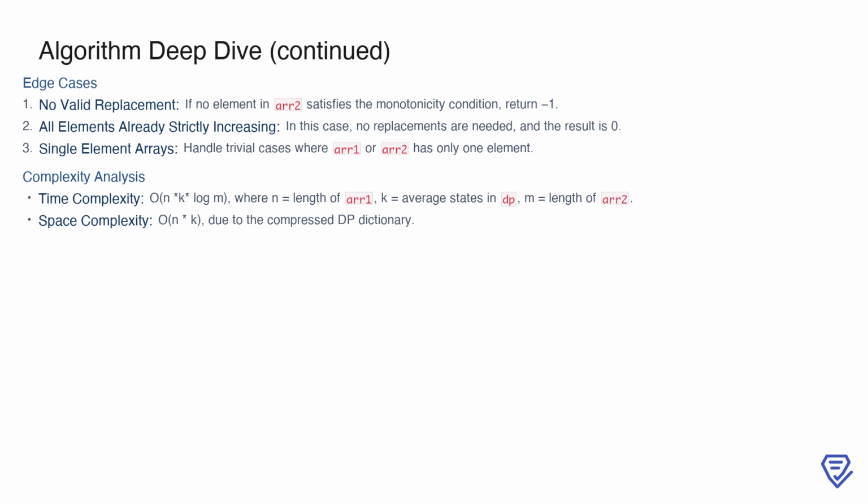From a complexity standpoint, the time complexity of the algorithm is O(n * k * log m), where n is the length of ARR1, k is the average number of states per index in DP, and m is the length of ARR2. The space complexity is O(n * k), as it depends on the compressed DP dictionary that stores relevant states. Together, these considerations ensure that the algorithm is both efficient and robust for handling various input scenarios.